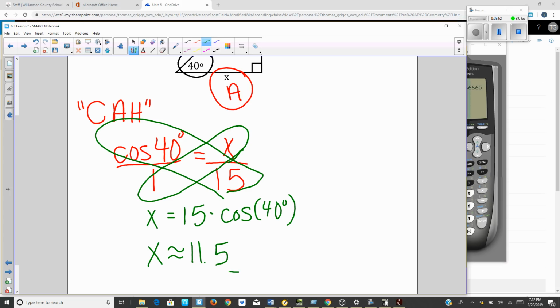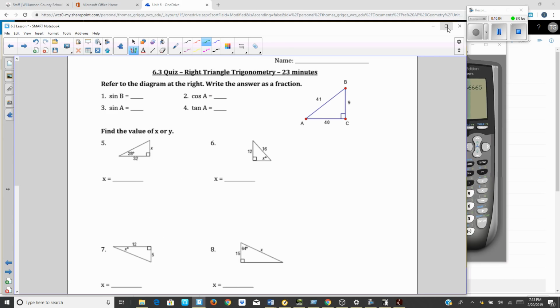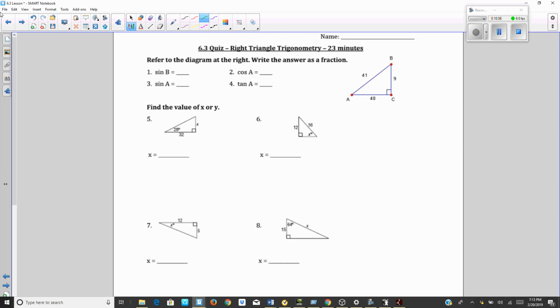All right, at this point, if you think you got it, you can go ahead and stop watching the video and complete that back page on your own. If you need a little more help, I'm going to work out a couple more problems from the next page. So again, on these first four, we are writing the answers as fractions. And notice they change up the angle on each one. We're going to do 1 and 3.